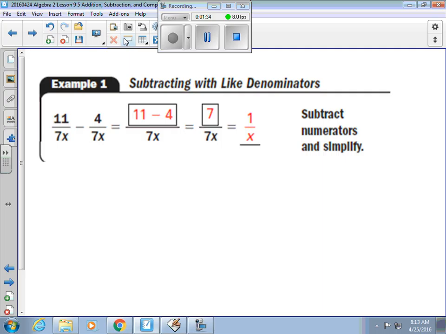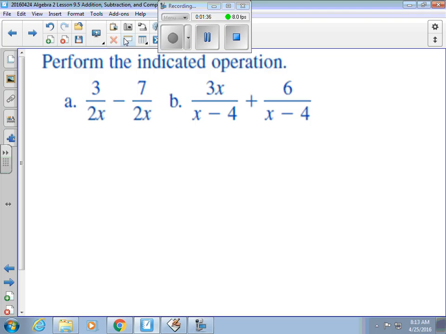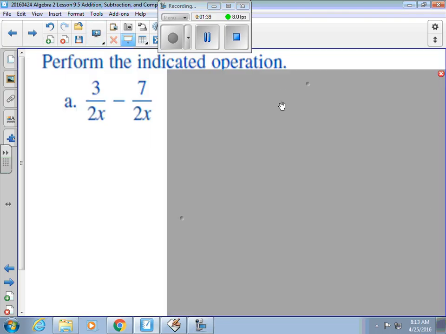On the side of that problem in the margin, let's just do the first one for right now. Just do this one: 3 over 2x minus 7 over 2x. Again, the bottom number's the same. Keep it the same. Do the operation at the top. Reduce as necessary.